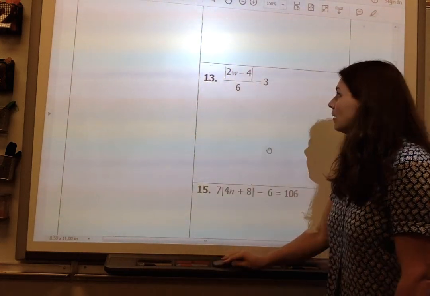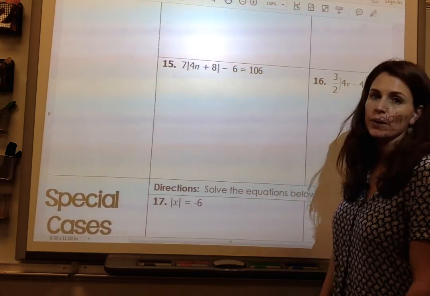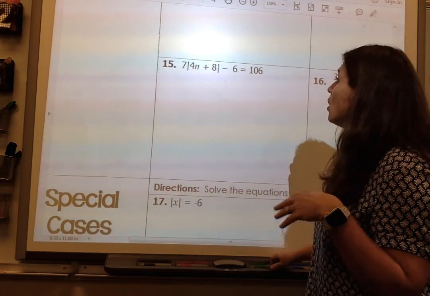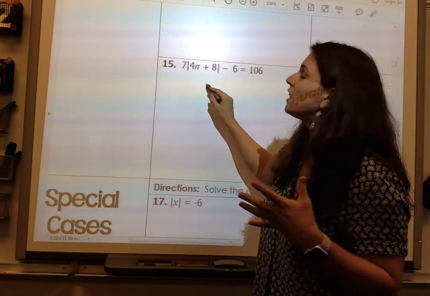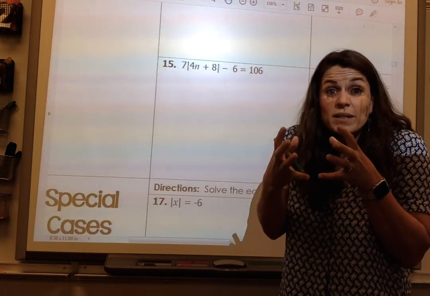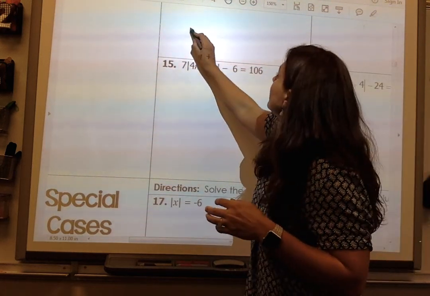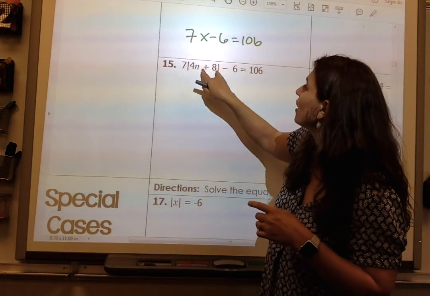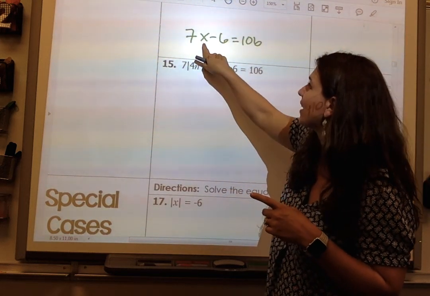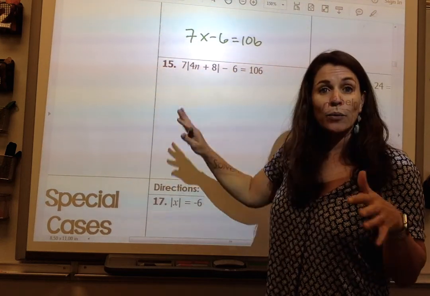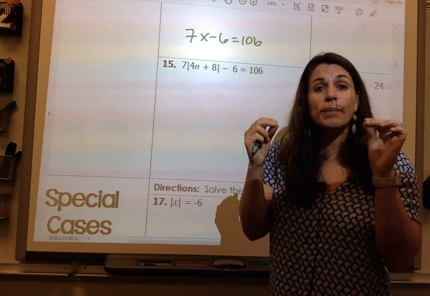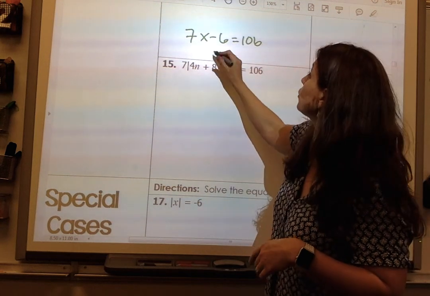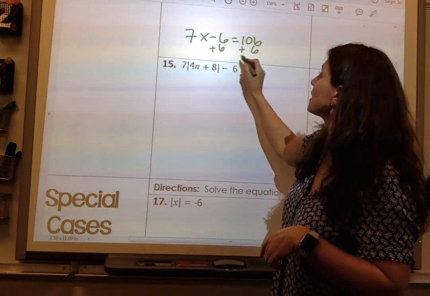look at number 15. You got lots of stuff going on. So when you're isolating, this is still like a variable. Even though it's 2 terms inside that absolute value bracket, this is still a variable that we are trying to isolate. So imagine if I placed an x inside here. What would I have to get rid of first? I want to get rid of my constant term first.